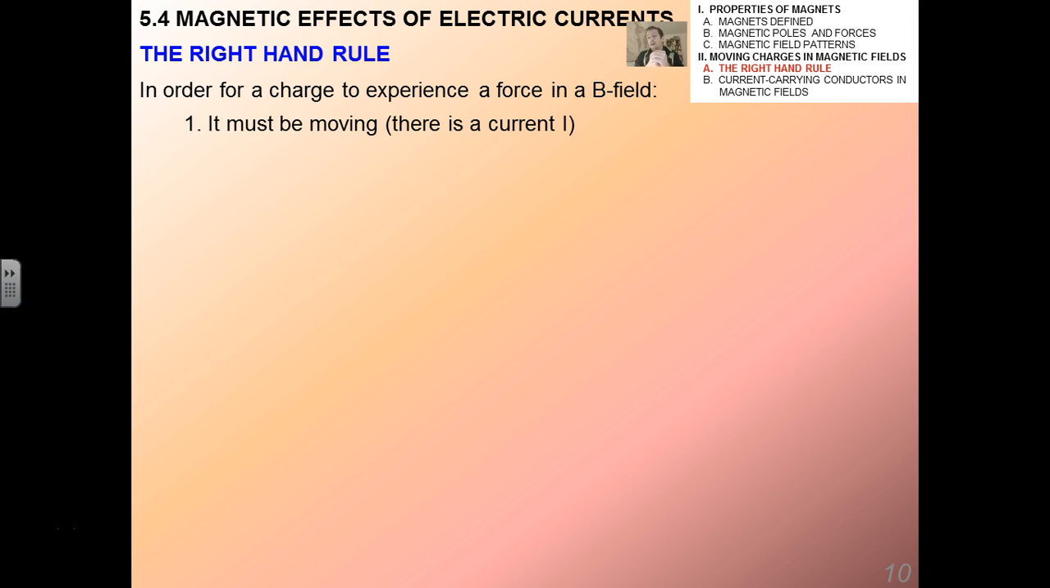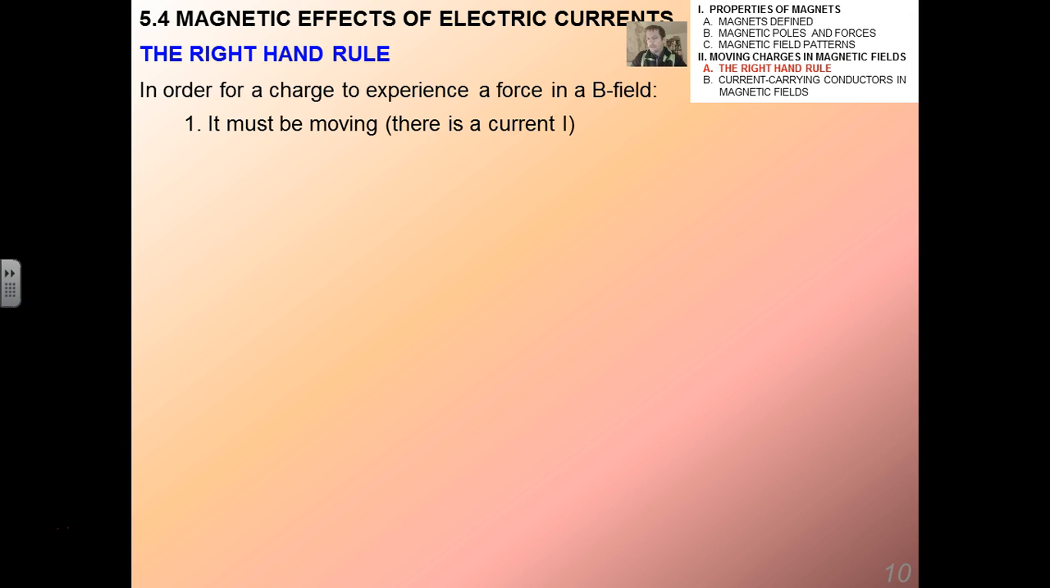Now, remember we talked about this thumb rule where if we have a current-carrying wire and your thumb is pointed in the direction of the current, your other fingers curl around to show you the circular nature of the magnetic field that's created by the moving charge in that current, okay? So I'm going to show you another rule with your right hand. It's called the right-hand rule.